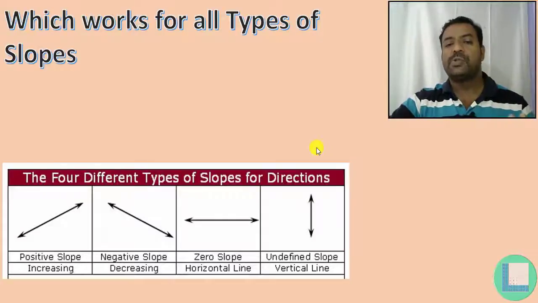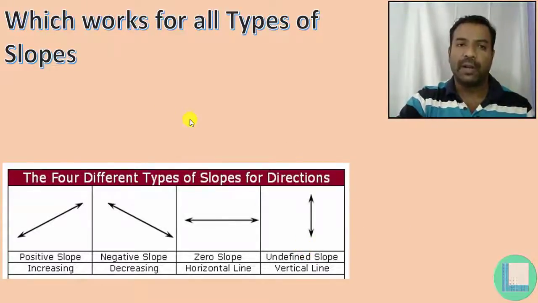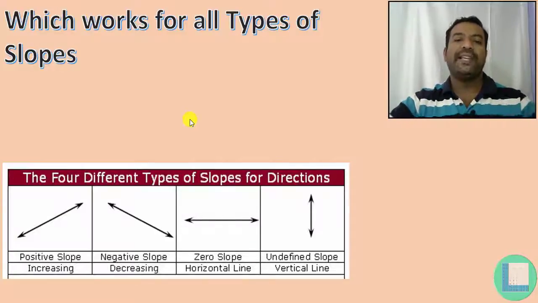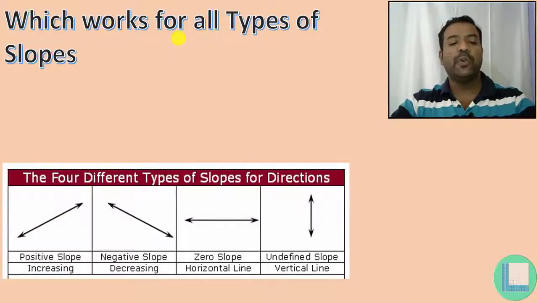And this algorithm should work for different types of slopes. There are 4 types of slopes: the positive slope, the negative slope, the zero slope, and an undefined slope. So your algorithm should work for all these types of slopes in your program. Hence now we'll see how exactly this is done. So we'll shift to the program.